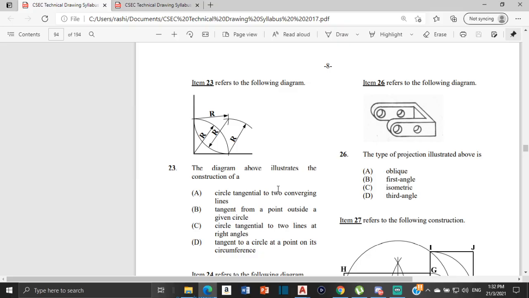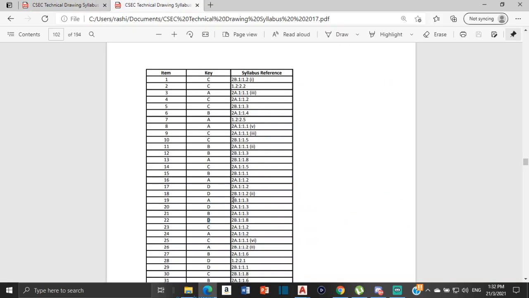But when you look at C, it says a circle tangential to 2 lines at right angles. And right here, you can see that these 2 lines are at right angles. And you can see that this little arc right here is tangential to these 2 lines. So this is like an obvious answer. The answer for 23 should be C, and we can check that. So 23 is indeed C.